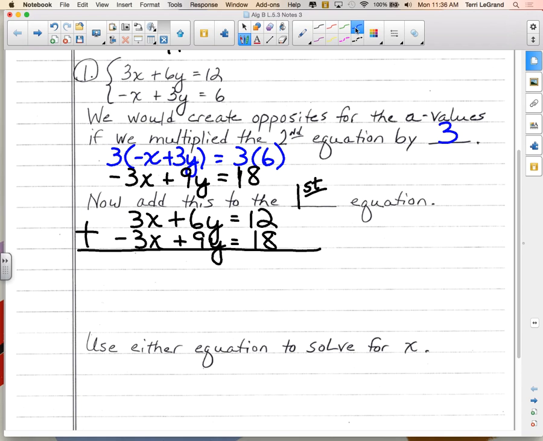What's gonna happen? Which ones are gonna eliminate? The x's. Okay, those eliminate.